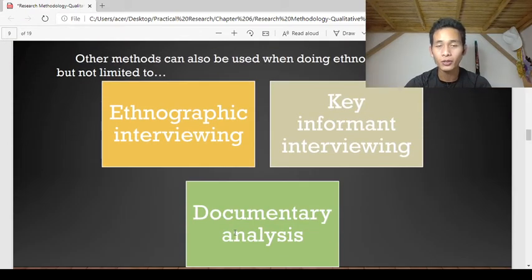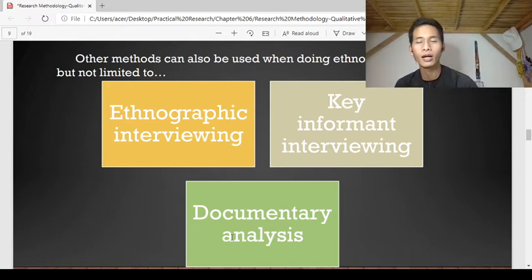Other methods can also be used when doing ethnography, including but not limited to ethnographic interviewing. Still, it involves going to a particular community or a certain place which is said to be the locale of your study, and conducting some interviews on the culture of a certain group under study.